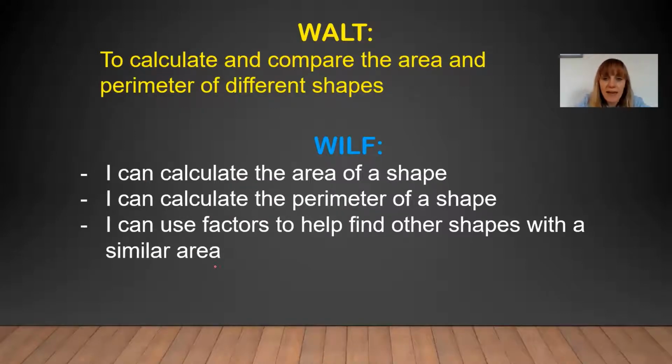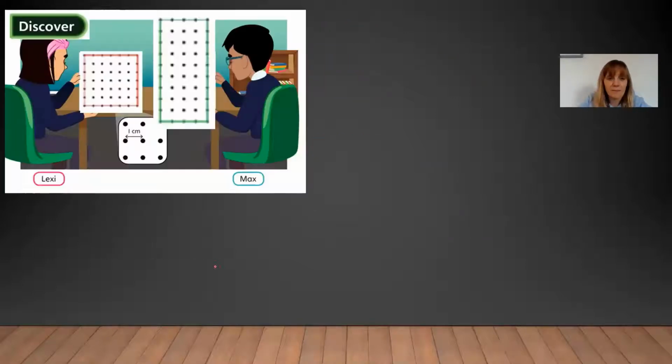We're going to be comparing area with perimeter today. So we need to be able to calculate the area of a shape. We need to be able to calculate the perimeter of a shape, and we can use factors to help us find other shapes with a similar or same area.